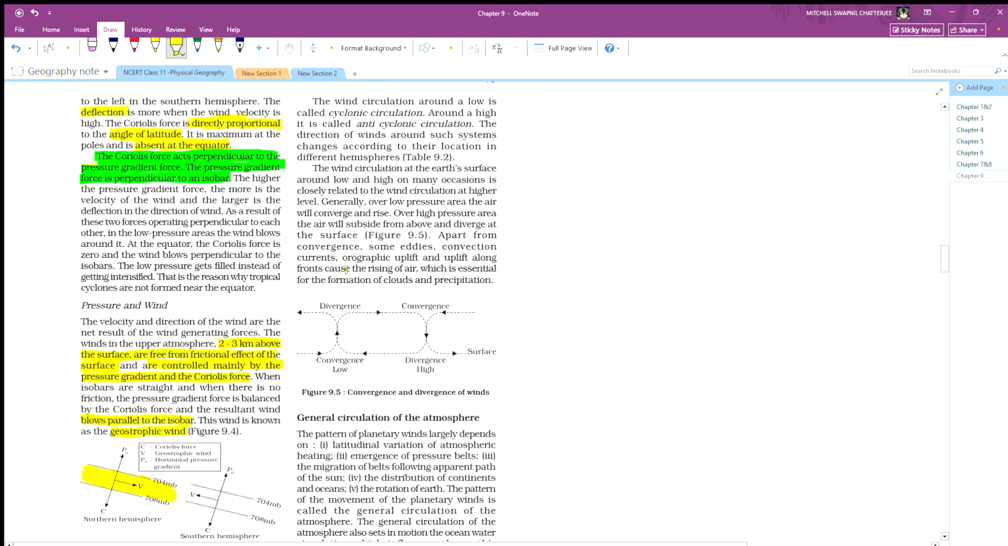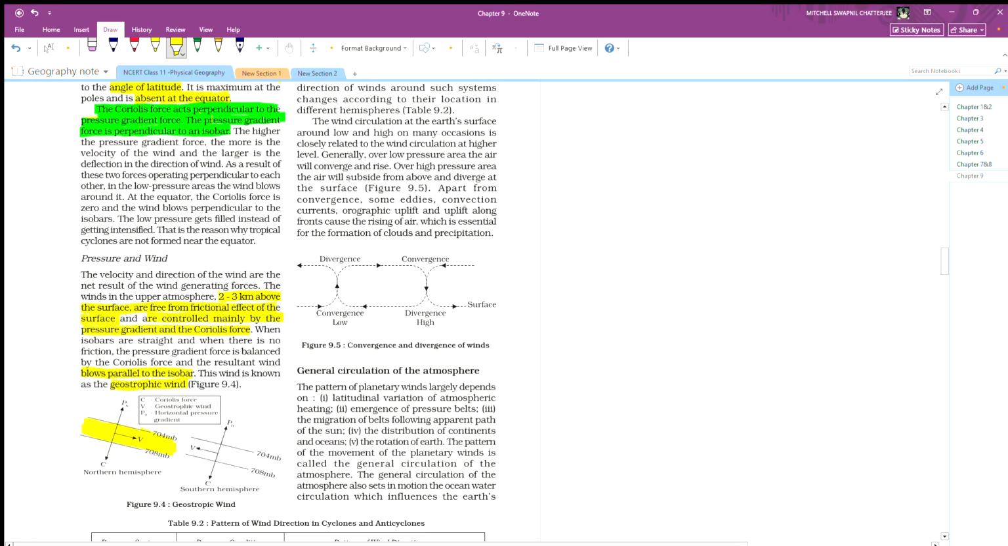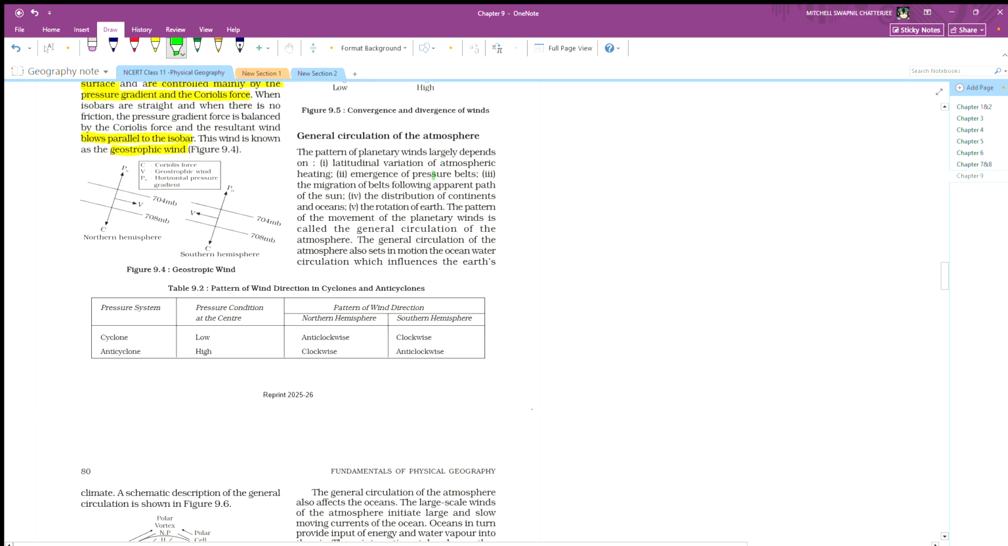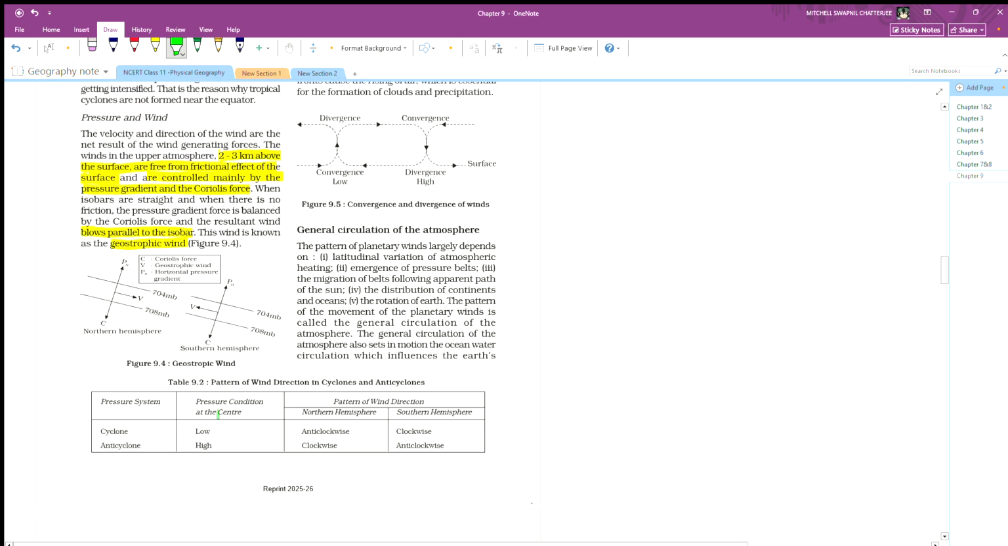Okay, let's go to the next one. Let's erase this. The wind circulation around a low is called cyclonic circulation. This is a keyword: wind circulation around a low is called cyclonic circulation. This is the pattern of the cyclone.